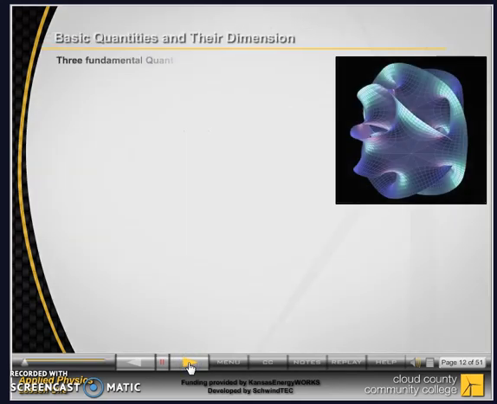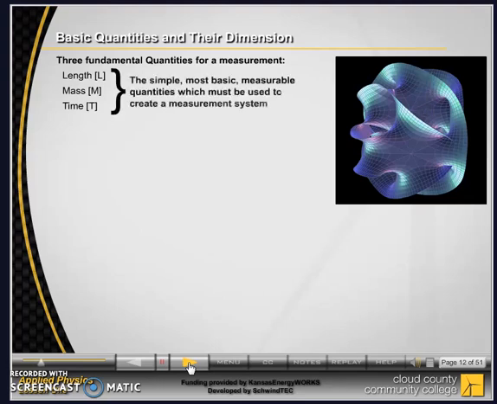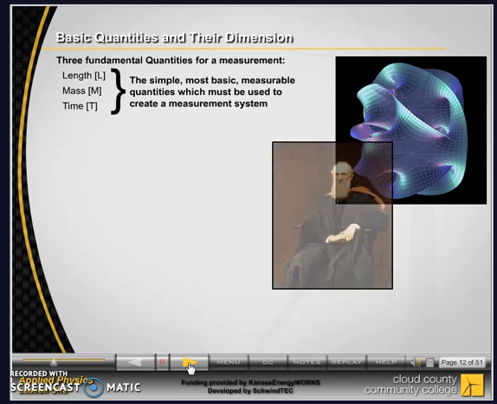The three fundamental quantities needed for a measurement system are length, mass, and time. These are called fundamental because they are defined as the simplest, most basic measurable quantities which must be used to create a measurement system. Read this quote from Lord Kelvin.